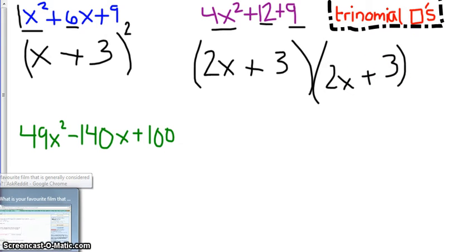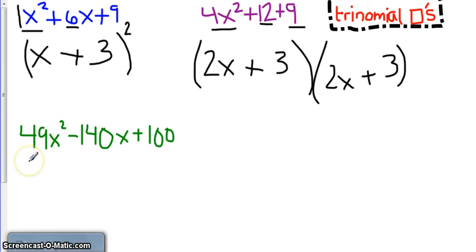Okay. Now, moving on to our last problem, which is the hardest. And again, it's pretty easy. All you need to do is take the square root of this first term, which is 7x. You just get that by taking the square root of the coefficient and the variable.